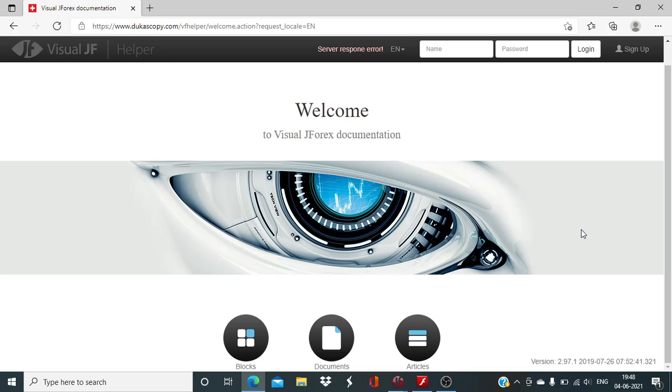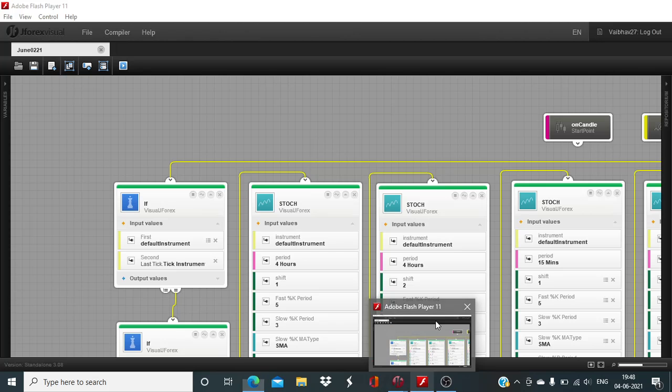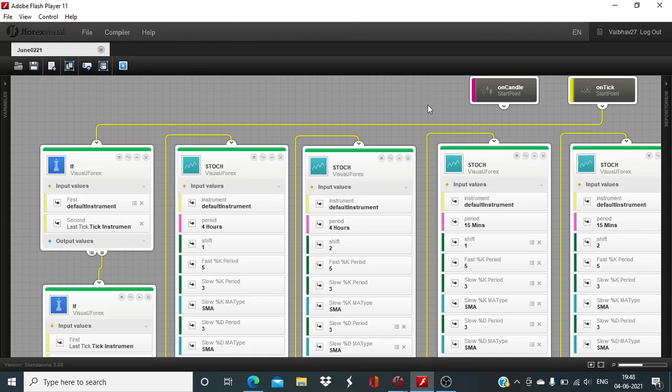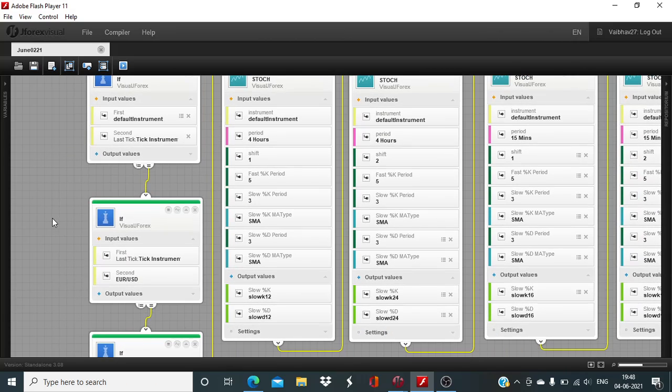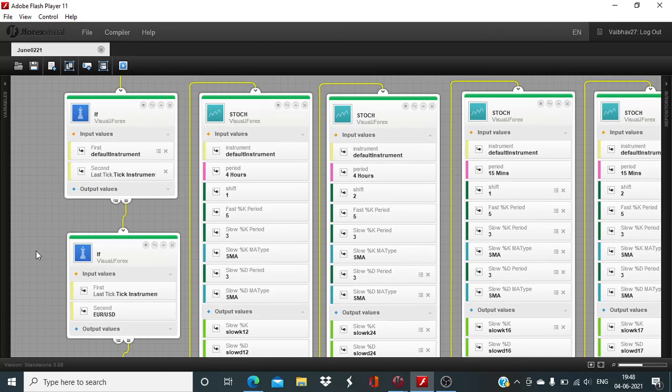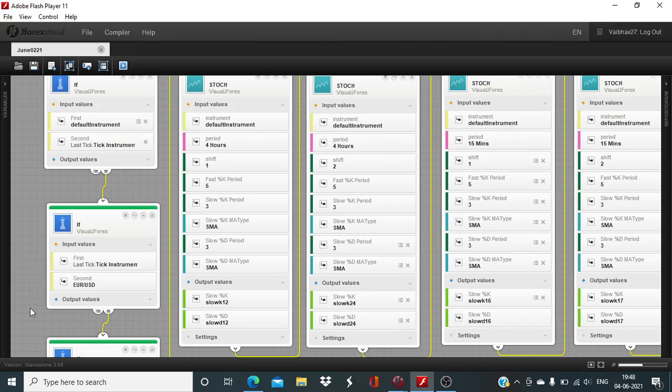Myself Vaibhav. In today's session of Visual JForex, we will be continuing our algorithm development using the indicator Stochastic. So let us get started. This is the Visual JForex board which has been developed by the Dukascopy Bank SA. In the last two sessions, the setup has been completed this far.